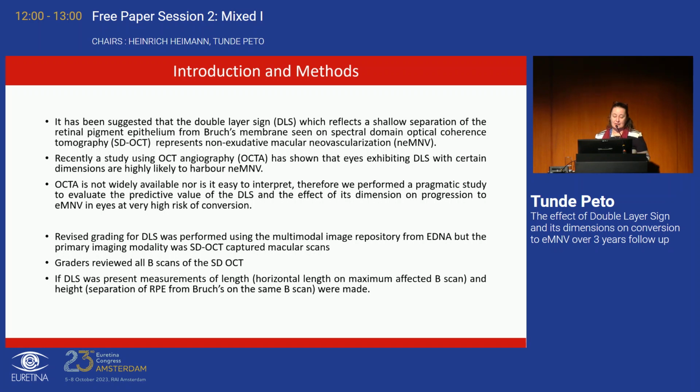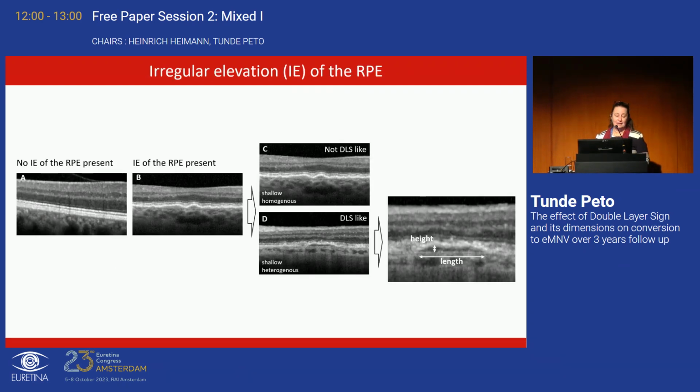So what we have done is we revised the grading and we regraded for DLS for all OCT scans from the EDNA repository, and the primary grading modality was the OCT captured on the macular scans. So graders reviewed all the B scans for the relevant patients, and if DLS was present, then they measured the length and the height, the separation, and they have worked very hard on this.